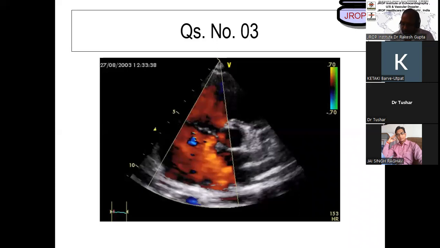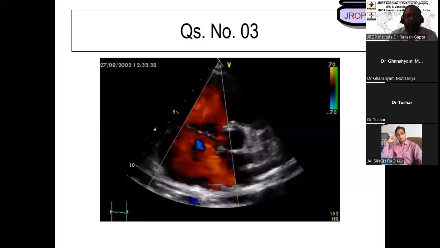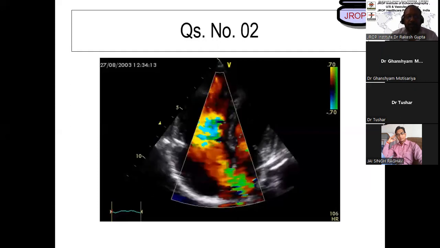I give it to you, Tushar. Dr. Tiam, are you there? He's not there. Ghansham, get ready. Yes, sir. So you have to identify what's the abnormality in this slide.